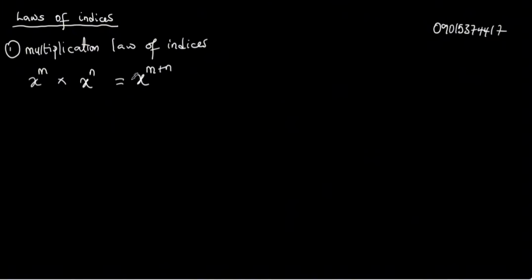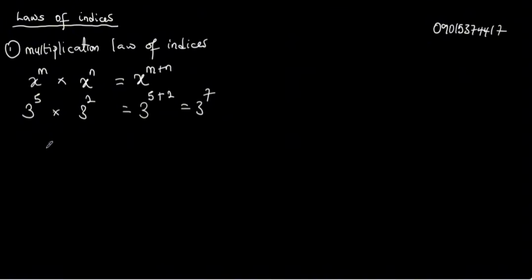Now take note, for you to apply the multiplication law of indices, their bases must be the same. So for example, if I have 3 raised to power 5 times 3 raised to power 2, as long as their bases are the same, what do you do? You pick one of the bases and then we add their indices, which then gives us 3 raised to power 7.